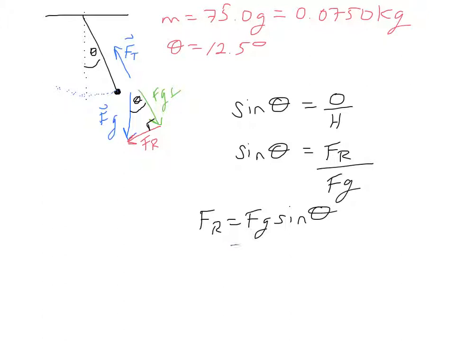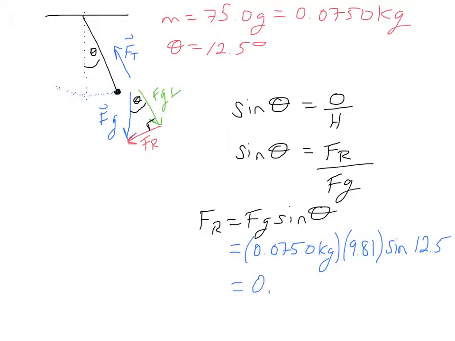Since Fg equals mass times gravity, we can put our mass times gravity in here. So we have 0.0750 kilograms multiplied by 9.81 multiplied by the sine of 12.5. And when we multiply those all together, we get our restoring force, our Fr, is going to be equal to 0.159 newtons. The question gave us 3 significant digits. We are done.